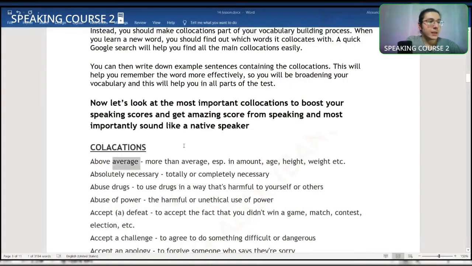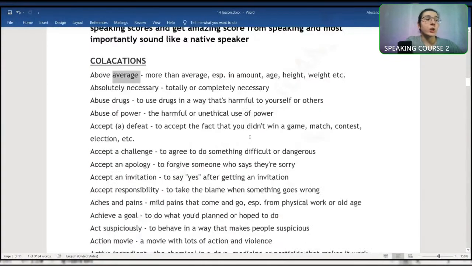Here it is. Okay. Lesson 14. So let's get into some collocations. Here are some of the most important collocations. You do not necessarily need to learn this whole list.